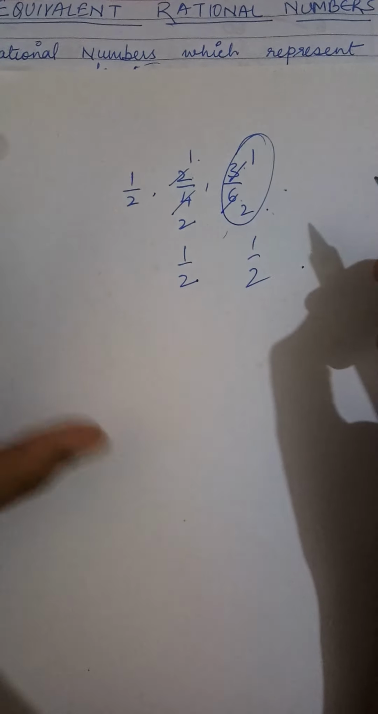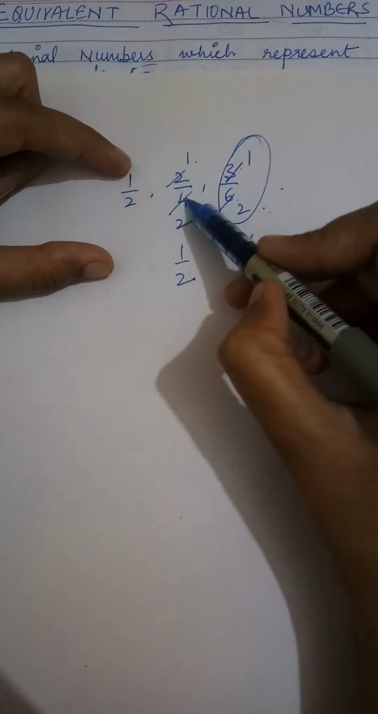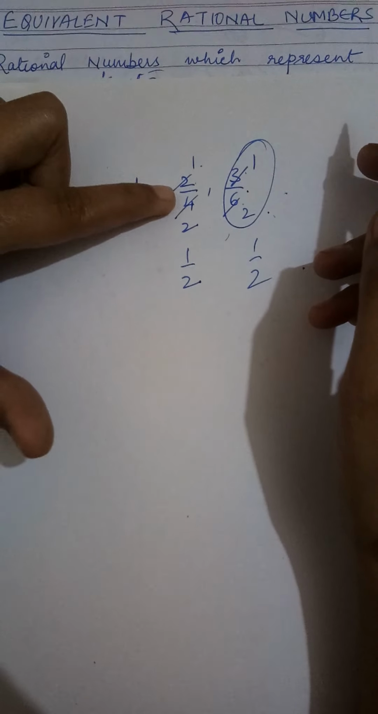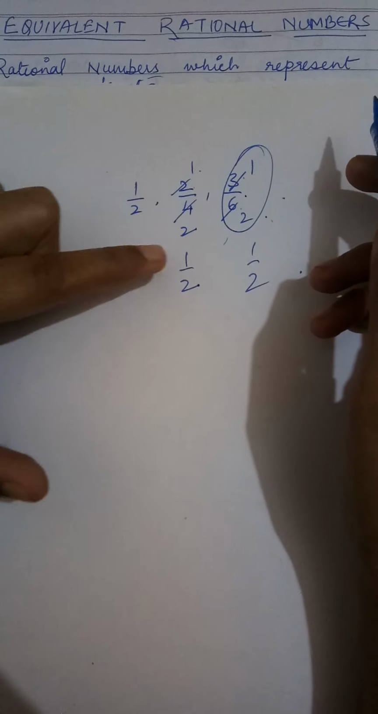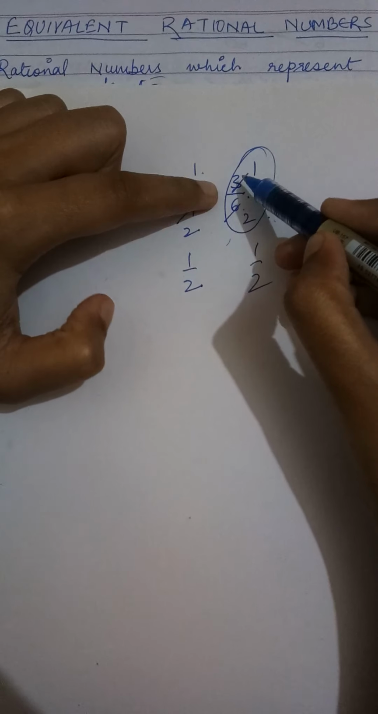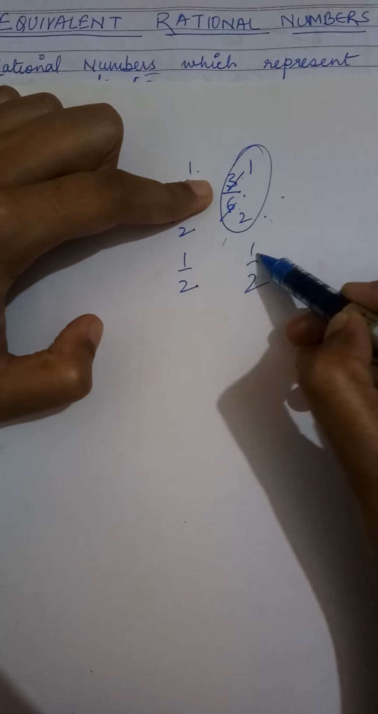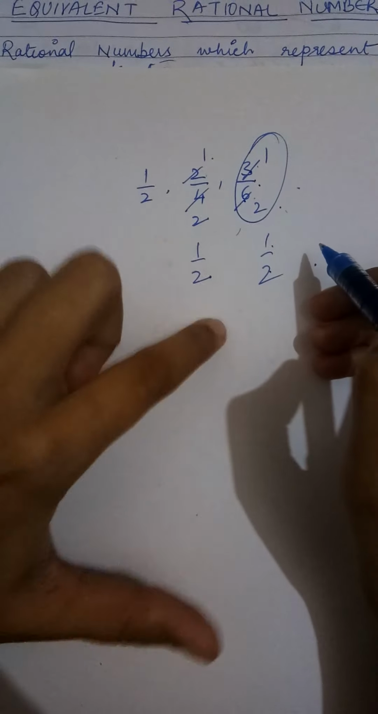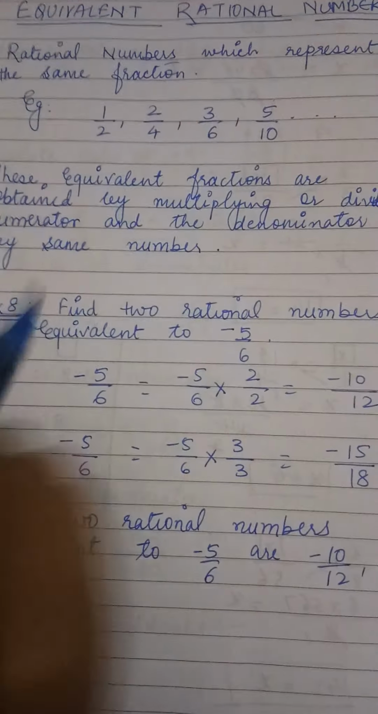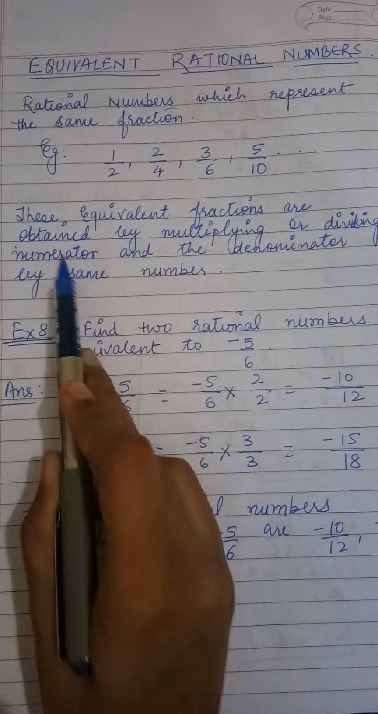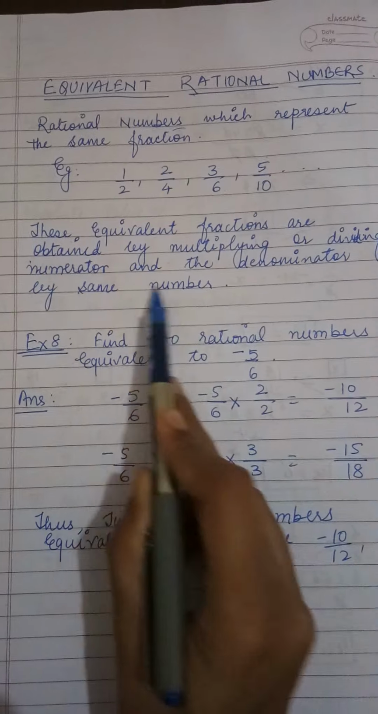1 upon 2. So can you see that all these are having 1 by 2, 1 by 2, 1 by 2. Even after cancelling 2 upon 4, I am getting 1 by 2 as the standard fraction. Even after cancelling 3 by 6, I am getting 1 by 2 as the standard fraction. So all these are called the equivalent fractions. These equivalent fractions are obtained by multiplying or dividing the numerator and the denominator by the same number.